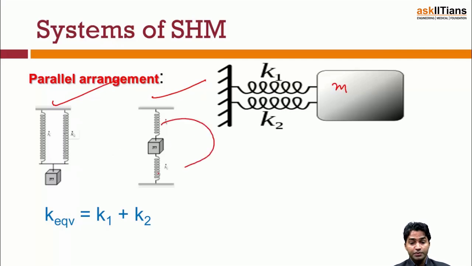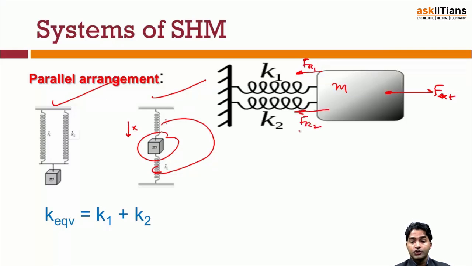Same here, when the two springs are connected with a block of mass m, extension produced in one spring should be equal to extension or compression produced in the second spring. If extension produced in both the springs is the same, we can say, if we apply a certain force to that system, F external should be equal to Fr1 plus Fr2. Restoring force in one spring plus restoring force in the other spring.